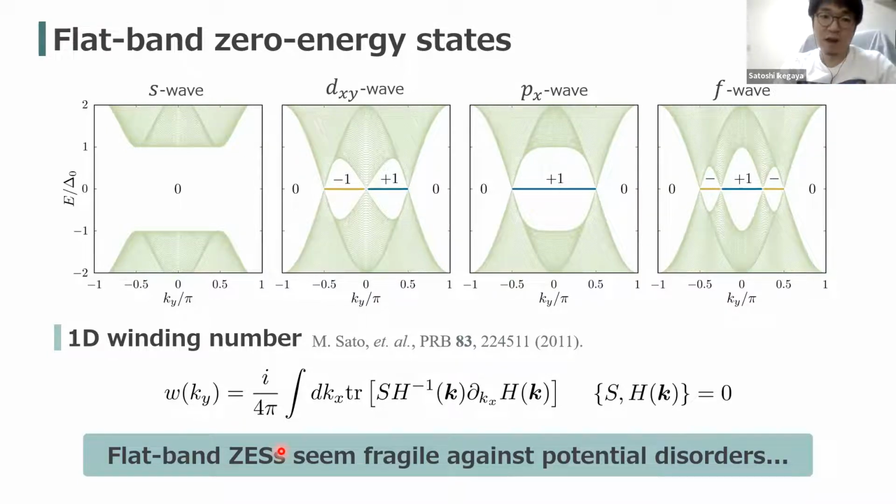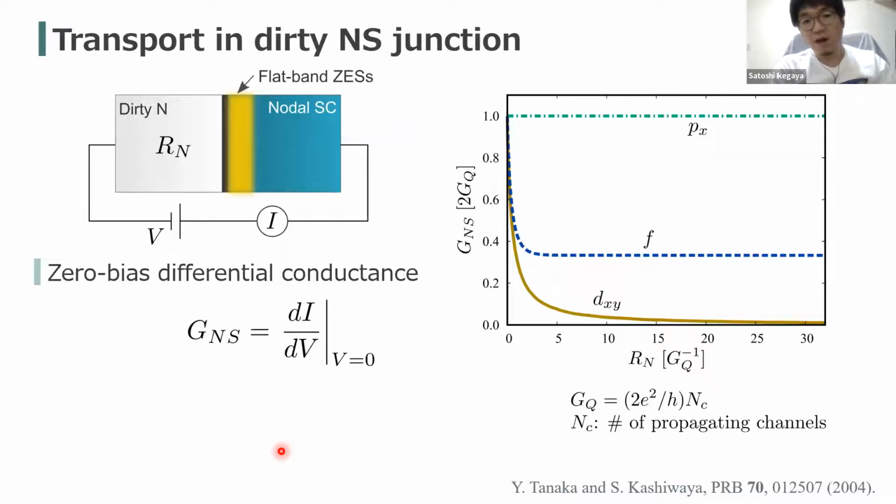That phenomenon is called the anomalous proximity effect. Let me consider a nodal superconductor and normal metal junction. Here, flat band zero energy states appear at the junction interface. We introduce a disordered potential to the normal segment that causes a finite resistance Rn. We will focus on the zero bias differential conductance, defined by the current and the bias voltage applied to the junction. This figure shows the numerically computed zero bias differential conductance as a function of the normal resistance Rn. The normal resistance is calculated by removing the superconducting segment.